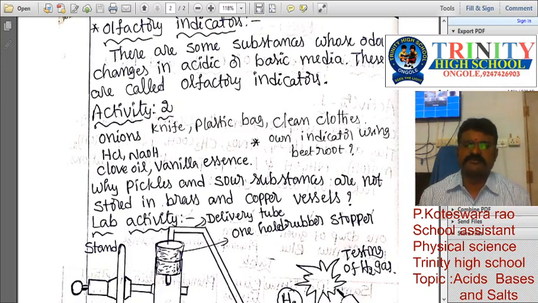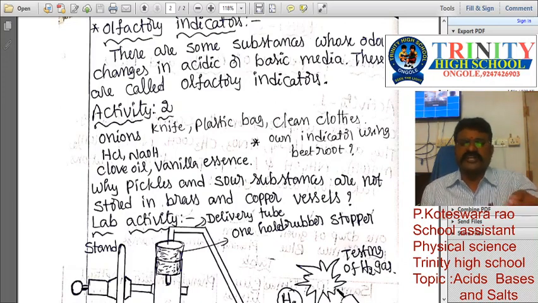That's why these are all called olfactory indicators. So what are the olfactory indicators here? Onions, clove oil, and vanilla essence. They are all called olfactory indicators. Have you understood this experiment?